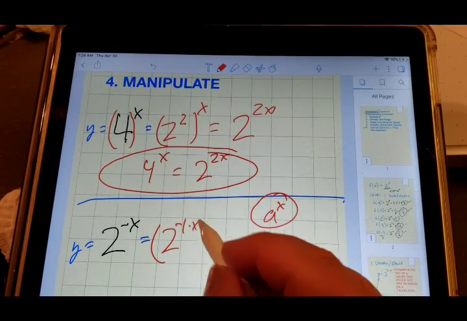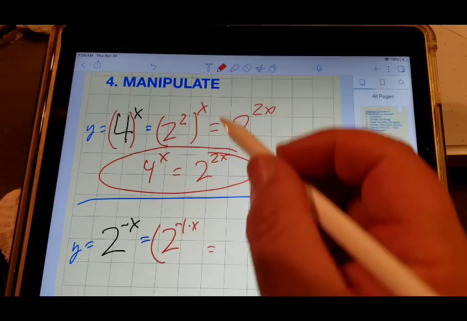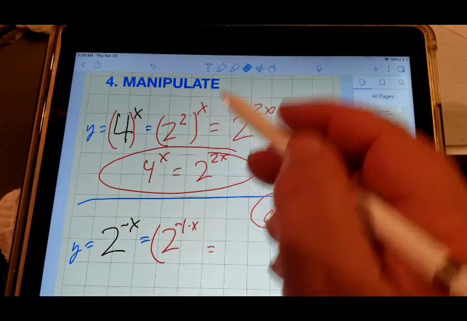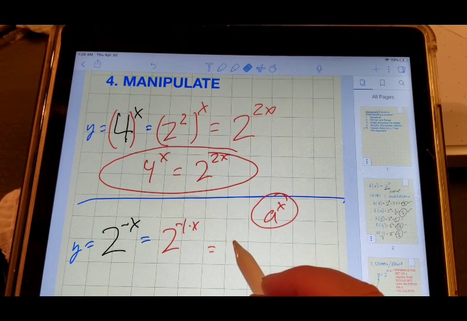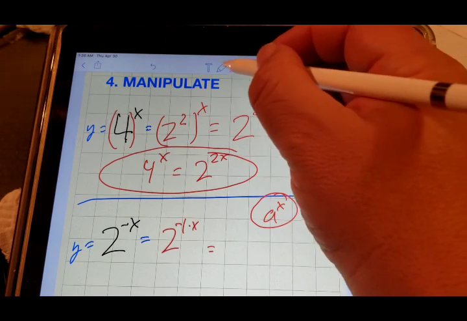-1 times x. And I didn't need that parenthesis. It goes along a lot of steps to get to that point. All right, so I have that. And why is that interesting?